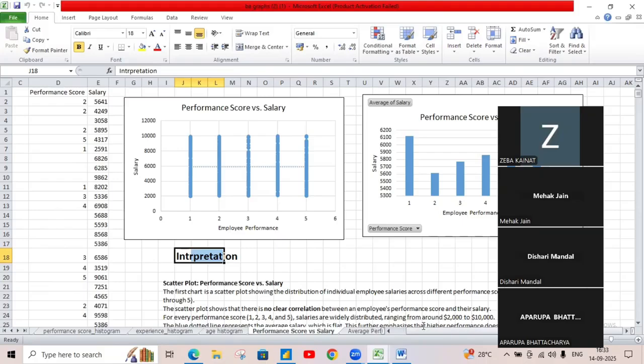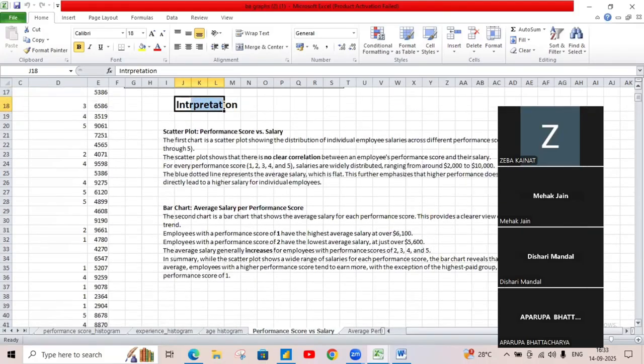$5600. The second chart is a bar chart which is showing the relationship between the average salary per performance score. It shows us the salary for each performance score and provides a clear view of the trend. Employees with performance score 1 have the highest average salary, followed by employees with performance score 2 who have the lowest salary, and the average salary generally increases for employees with performance score 2, 3, 4, and 5.